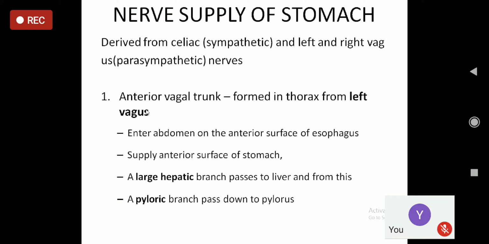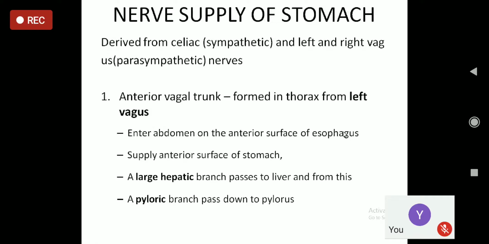So, regarding nerve supply of stomach, we have to remember about anterior vagal trunk and posterior vagal trunk. Initially, within the thorax, we have studied about the right and left vagus nerve. At the root of the neck and within the thorax, we have studied about right vagus and left vagus. So how the right and left vagus convert into anterior and posterior vagal trunk is simply: anterior vagal trunk is formed from the left vagus nerve. In thorax, which was the left vagus nerve, the left vagus nerve enters the abdomen from the anterior surface of esophagus, forming anterior vagal trunk.